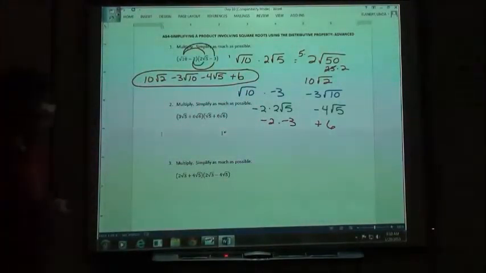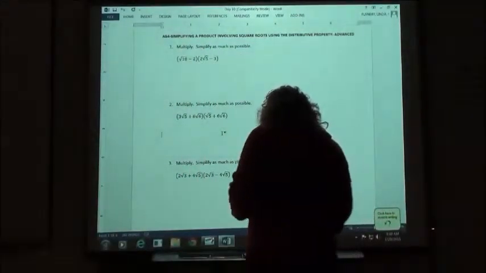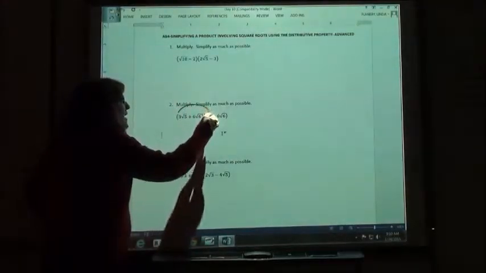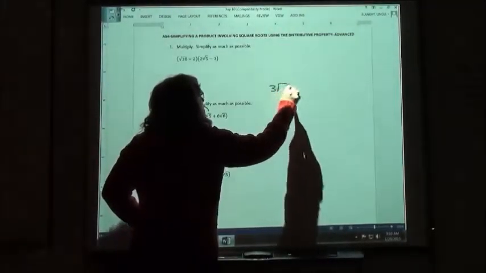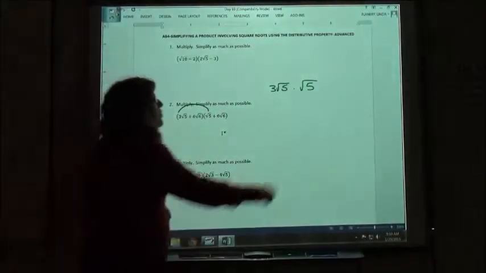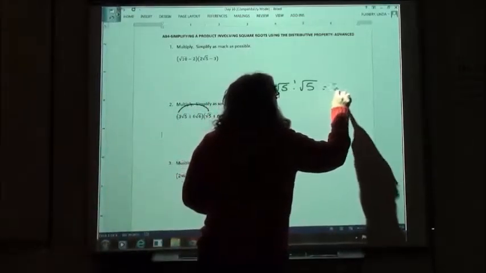That's what we got, right? The second one there, if I redo that one quick, foiling that out, first terms together, so 3 square root of 5 times the square root of 5. Again, if you want to put that 1 there, you could. 3 times 1 is 3.